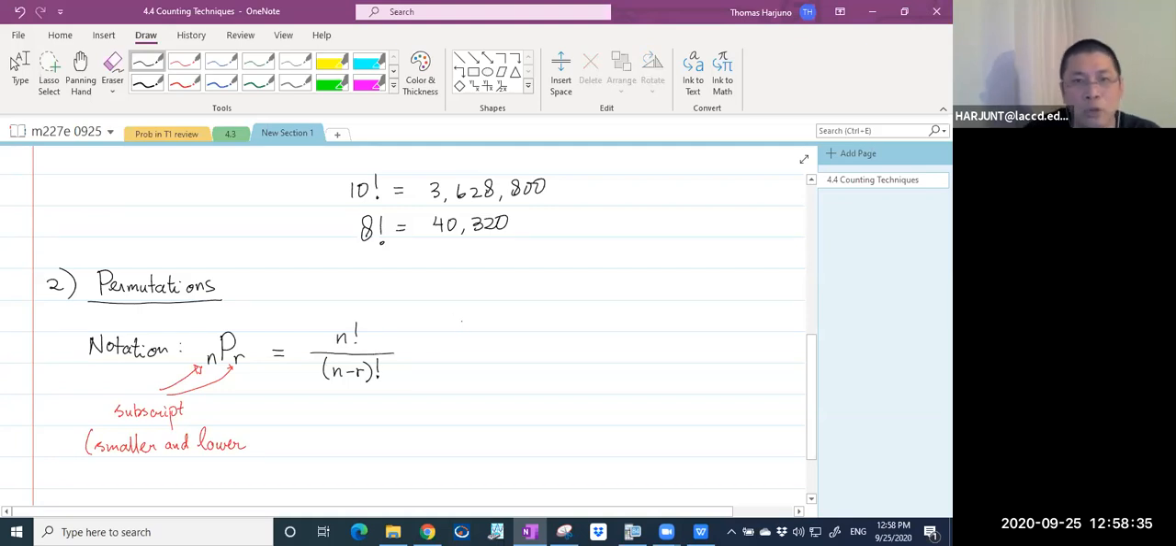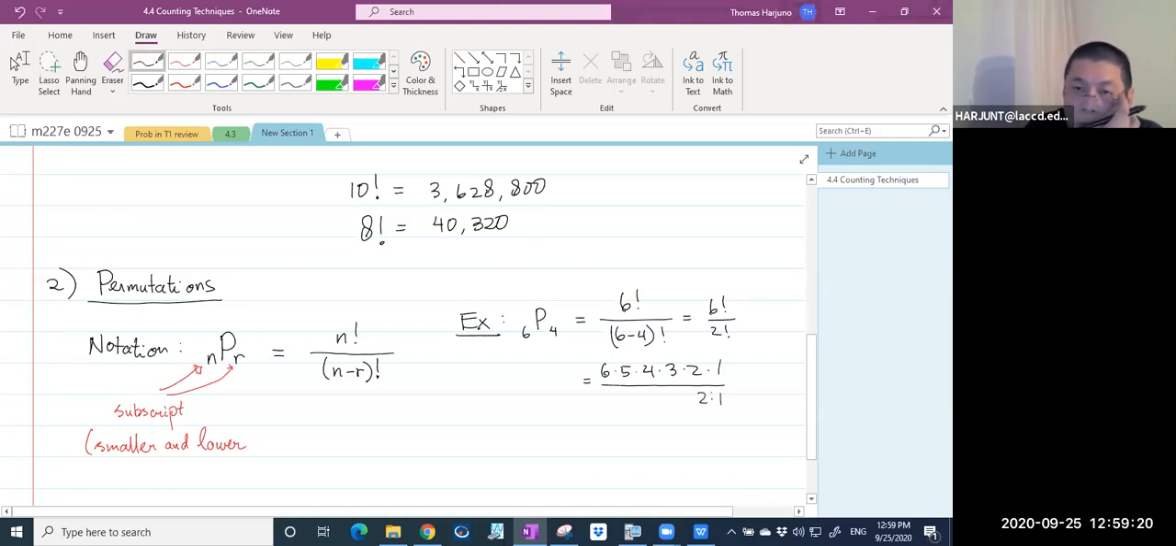It's just the meaning. Suppose for example, I have 6 permute 4. What does it mean? According to the formula, that will be 6 factorial over 6 minus 4 factorial, which is 6 factorial over 2 factorial. This will be 6 times 5 times 4 times 3 times 2 times 1 over 2 factorial, which is 2 times 1. Notice that this guy cancelled, right? And you will see the following phenomenon.